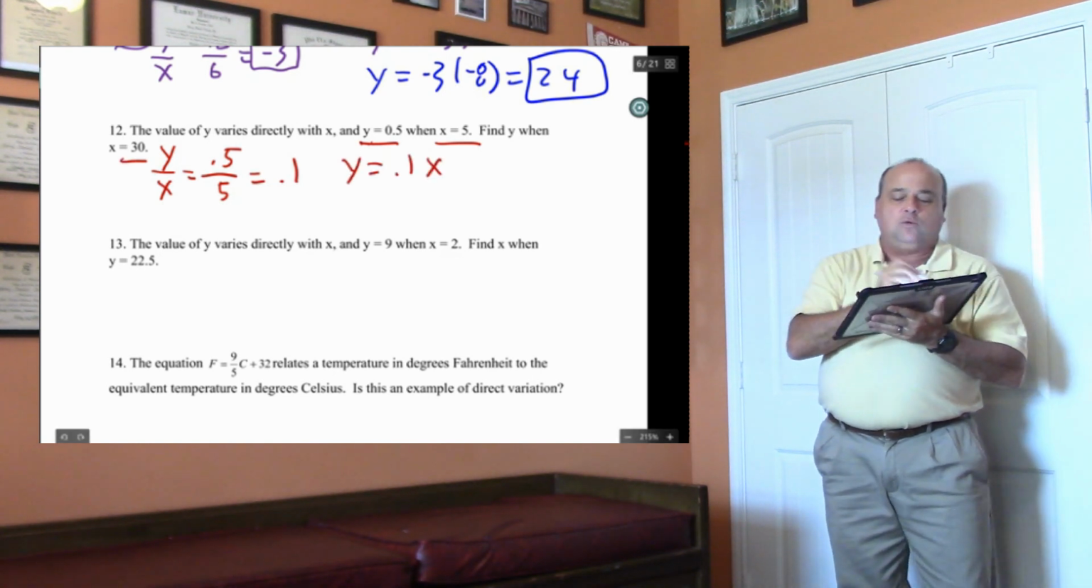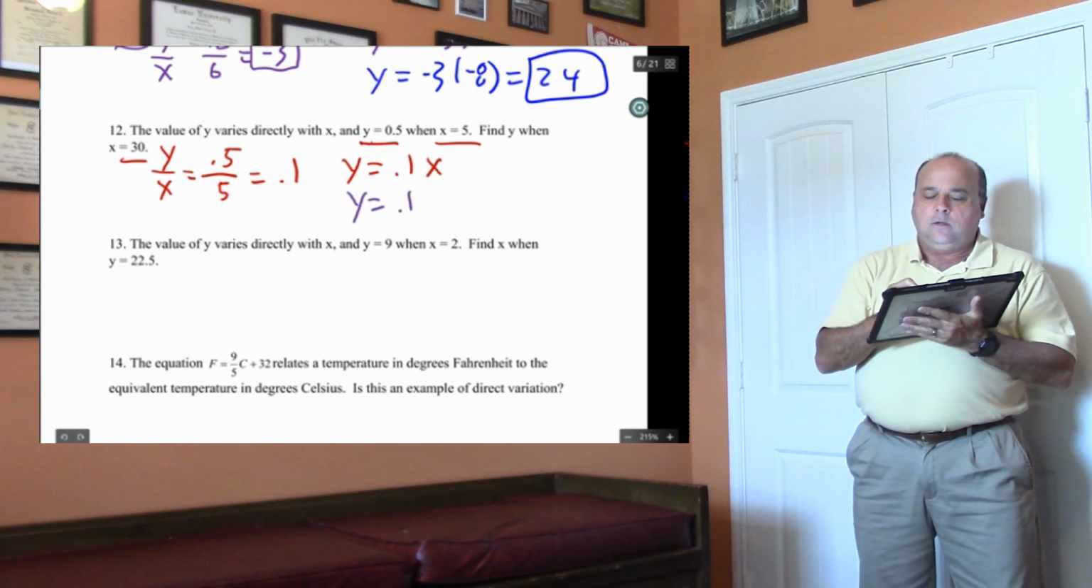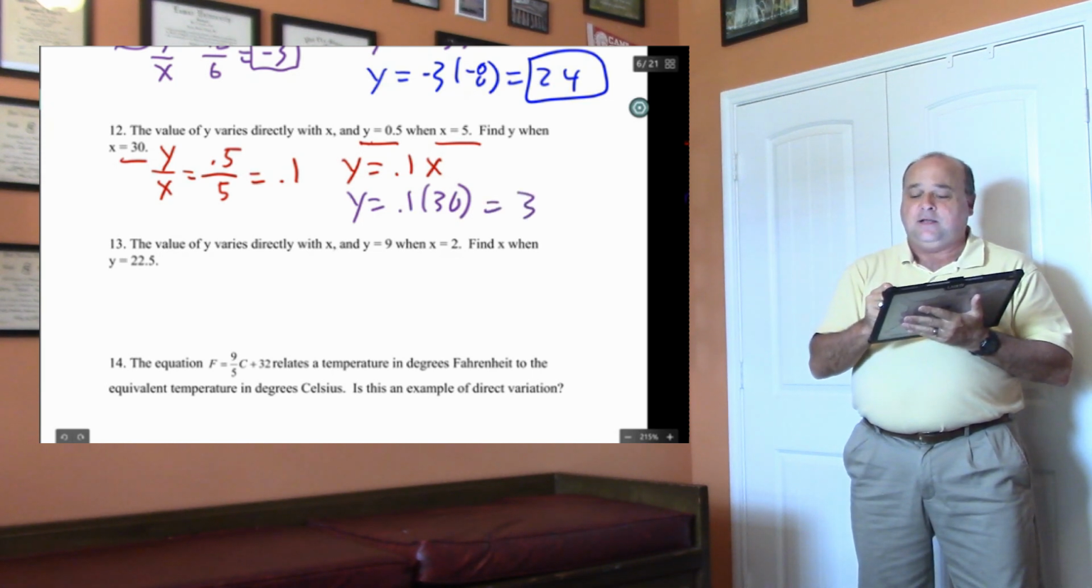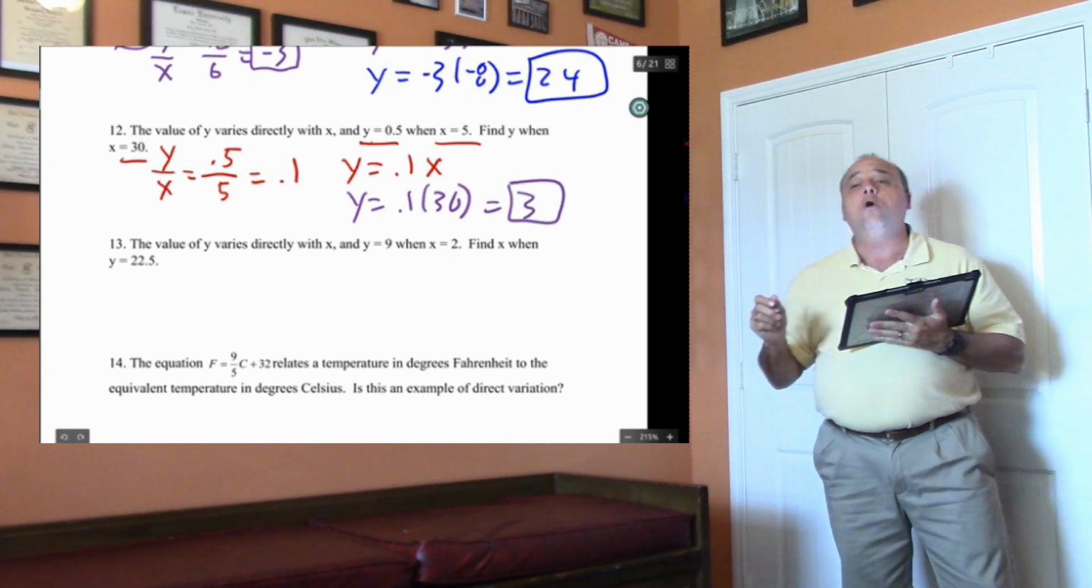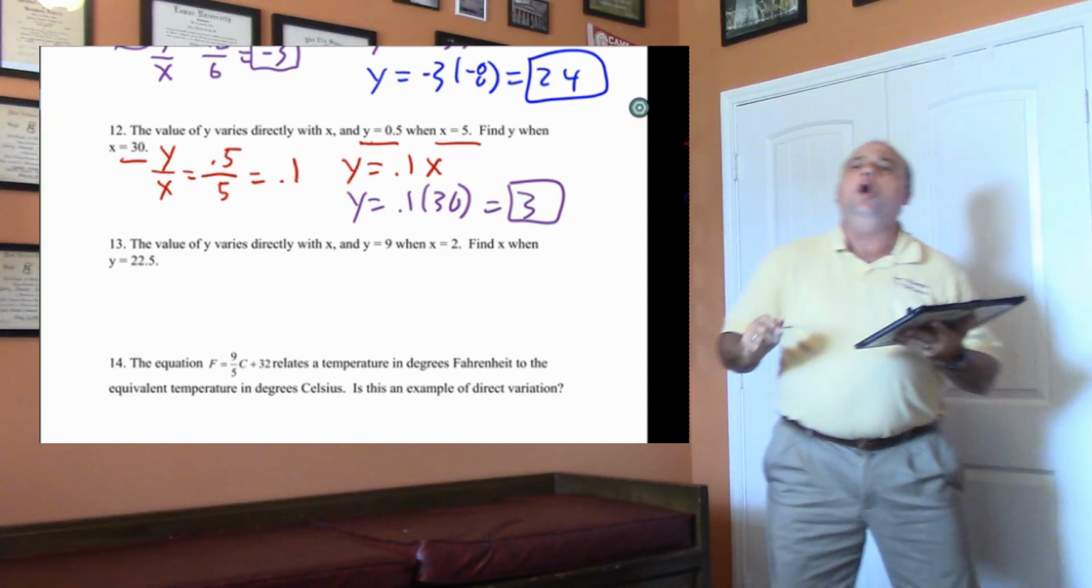And then x equals 30, doesn't it? So I'm going to replace x with 30. 0.1 times 30, 1/10 of 30 is 3, isn't it? Fun, fun, fun.